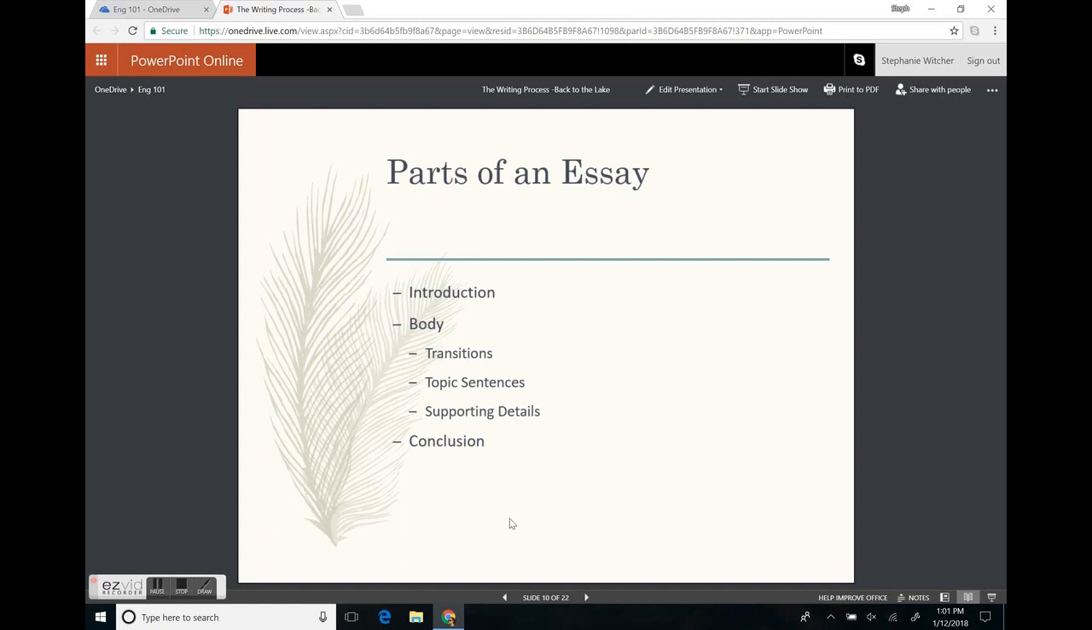If you're interested in doing the challenge, please email me. It's stephaniewitcher@crowder.edu and let me know what your challenge topic is, and I will tell you yay or nay or kind of help you find a topic if you're struggling to figure out one.